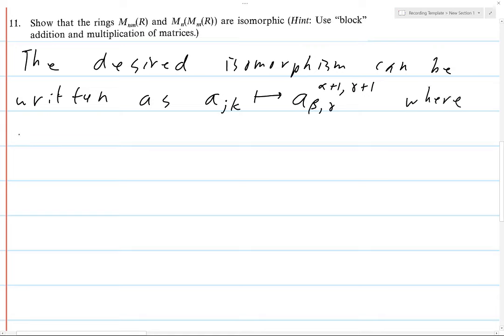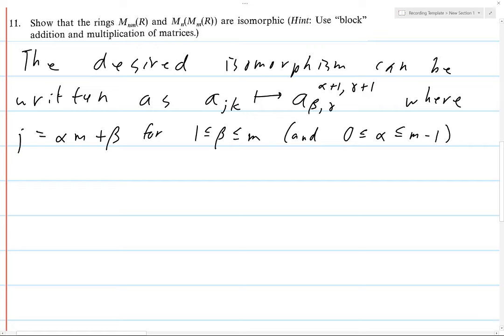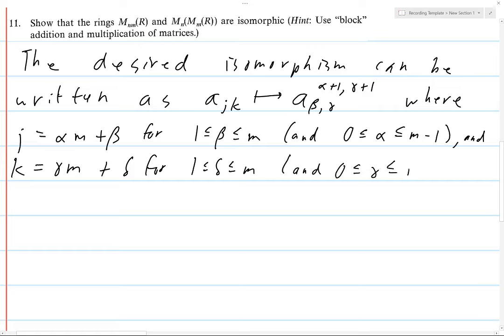where J equals alpha m plus beta, for beta between 1 and m, and then also this is implied, but alpha is between 0 and m minus 1, and K is gamma m plus delta for delta between 1 and m, and gamma is between 0 and m minus 1.